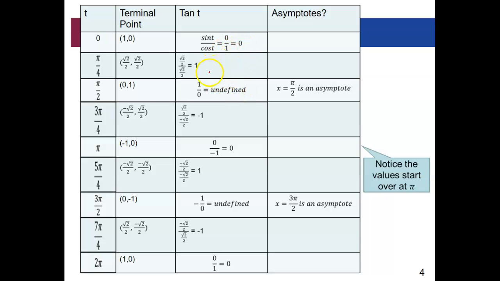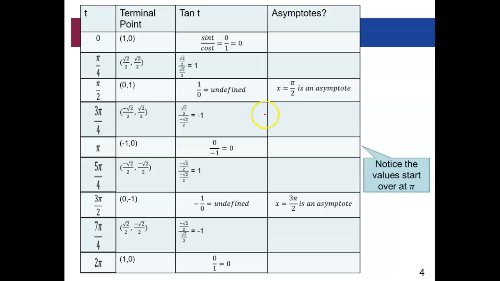But what you notice as we go down through here is that there are places where tangent's going to be undefined. So unlike sine and cosine, whose domain was all real numbers, tangent's domain is not all real numbers. When we start doing its graph, we have to find those undefined places because they're going to become a vertical asymptote for us. So here at pi over 2, tangent's undefined, so we have a vertical asymptote at pi over 2. Again, down here at 3 pi over 2, we see that it is undefined, and therefore we have a vertical asymptote at 3 pi over 2.